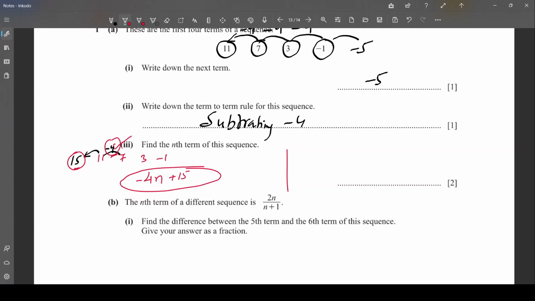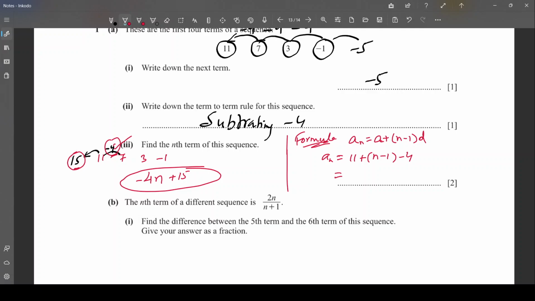Or if you are not comfortable with this, we'll also do it using the formula method. You have to remember this formula: an equals a plus (n minus 1) into d. a is the first term and d is the difference between two terms. So what will be the nth term? The first term is 11, n minus 1, and the difference d is minus 4.